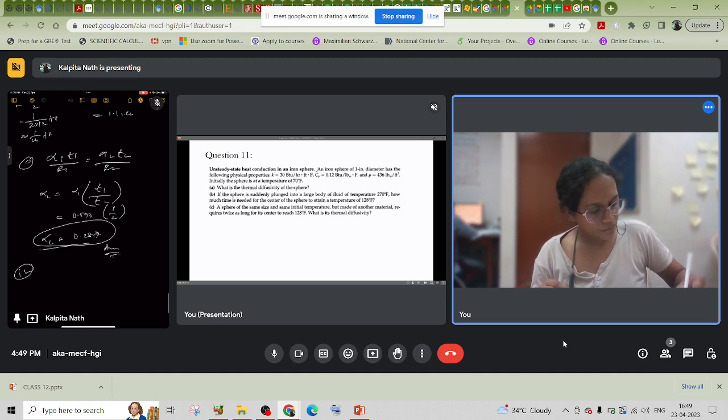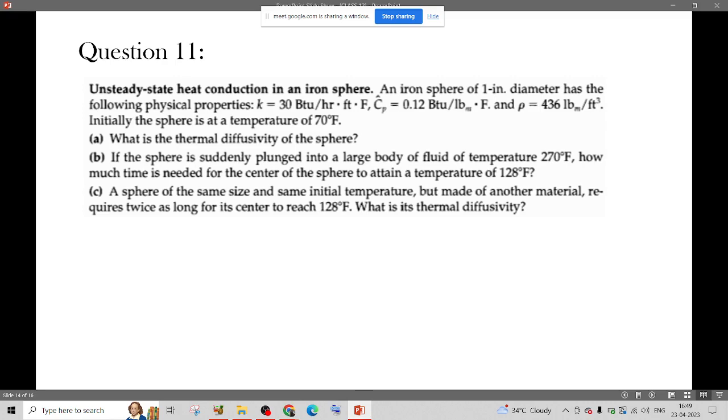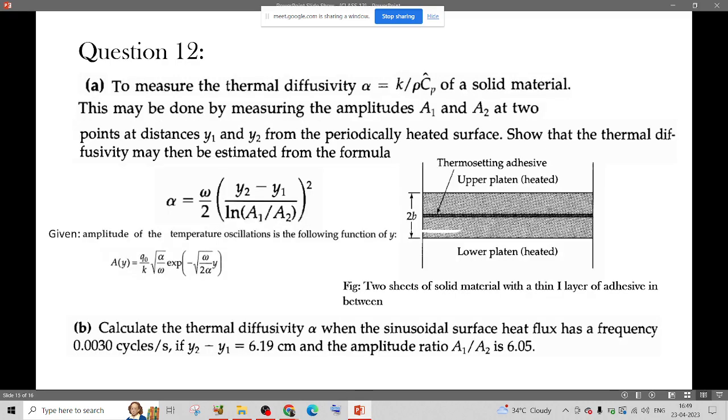Now question number 12. The next problem is to measure the thermal diffusivity alpha, equal to K upon rho Cp, of a solid material. This may be done by measuring the amplitudes A1 and A2. There are two sheets of solid material with a thin layer of adhesive in between. The thermal diffusivity may be measured from the amplitudes A1 and A2 at two points, at distances Y1 and Y2 from the periodically heated surface. Show that the thermal diffusivity may be estimated from the formula.